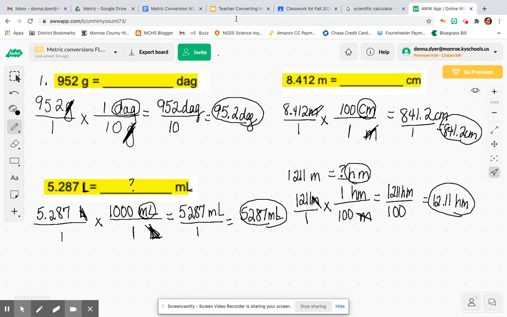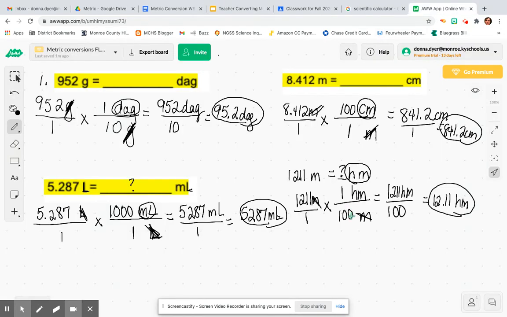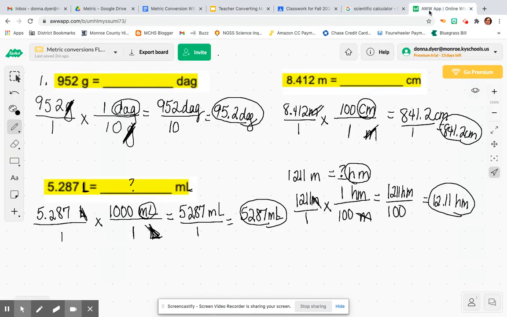How do you know? You look at your unit. Whatever number it has in front of that unit in your conversion factor, that is the number that goes in front of that unit in your problem. Okay, so in our conversion factor, it was 100 meters, 1 hectometer. In our problem, it has to be 100 meters, 1 hectometer.